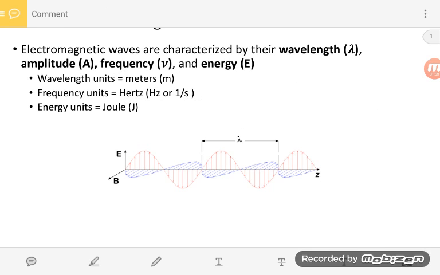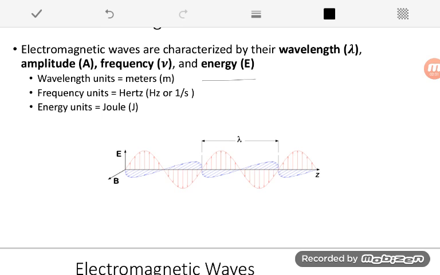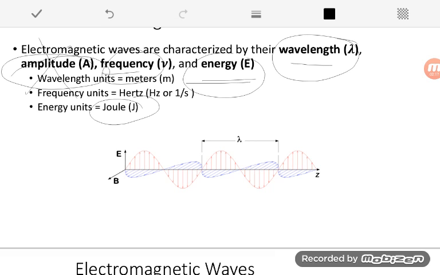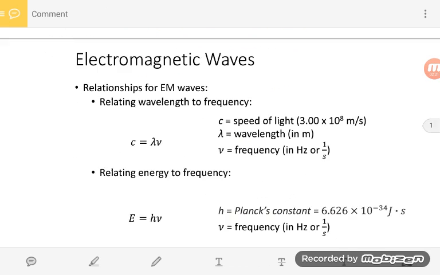Electromagnetic waves are also characterized by their energy, where energies are measured in joules. So let's look at how we can mathematically look at the relationship between wavelength, frequency, and energy. We're typically not that interested in amplitude, so we're not going to worry about that. We're just going to worry about how these three pieces are connected. And we can use two simple equations to interconvert between them.